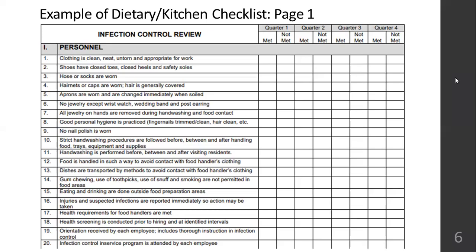Good personal hygiene is practiced. Fingernails are trimmed and clean. Hair is clean, and you should not be wearing any nail polish.